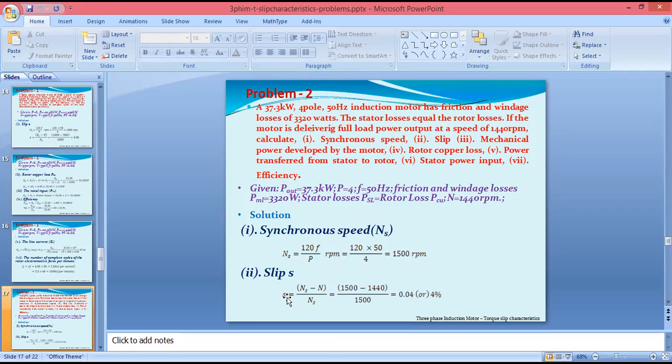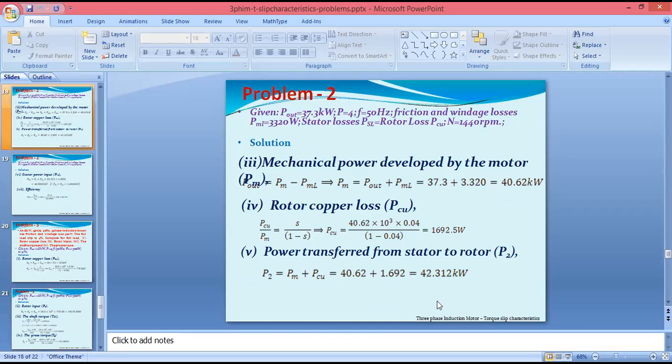Now you are supposed to find slip. We have all the values. We have N value 1440 RPM, Ns we have solved. So 1500 minus 1440 upon 1500. If you solve, you will get 0.04. If you are writing in percent, you can write 0.04 into 100, that will become 4%.